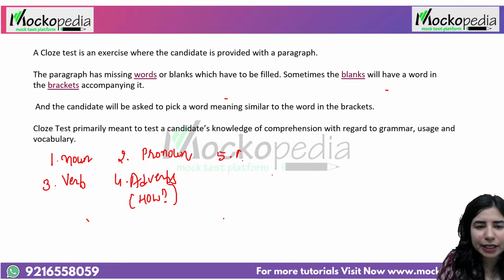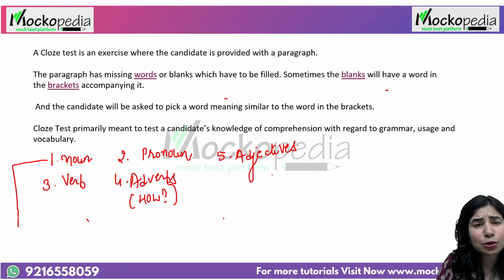So the fifth is adjective, though I've briefly explained it. Adjectives are words that help you qualify nouns or pronouns, right? If you want, you can write some quick definitions also, so that at least you're aware. You don't need detailed definitions, but you should be aware of the rules and the exceptions considering the parts of speech.